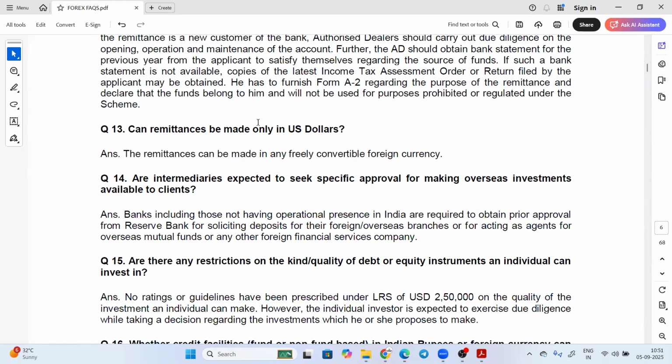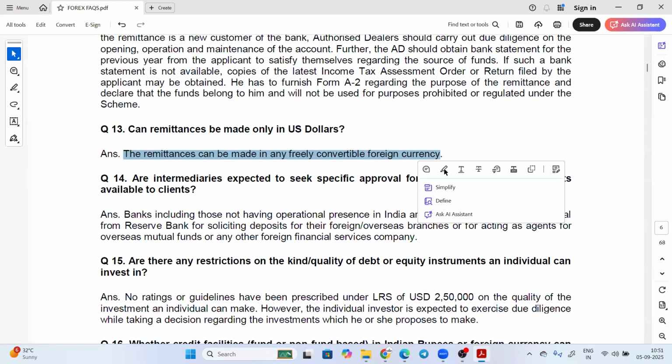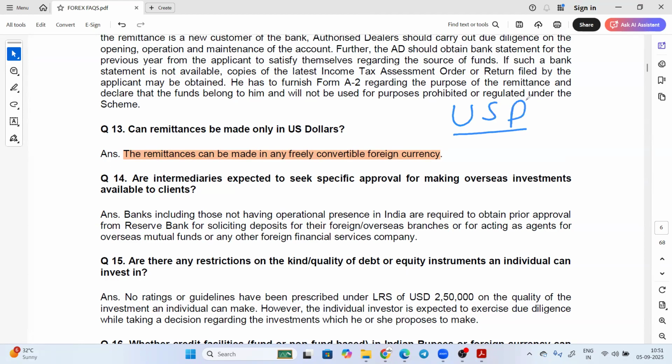So next, can remittance be made only in USD? The remittance can be made in any freely convertible currency. So it is not like we have to make the remittance only in USD. It's not compulsory only USD because for guideline purposes, the RBI has said that in the financial year you can remit 2.5 lakh USD, but it's not compulsory that you make the payment only in US dollars. You can make the payment in any currency like Canadian dollar, Australian dollar, New Zealand dollar.